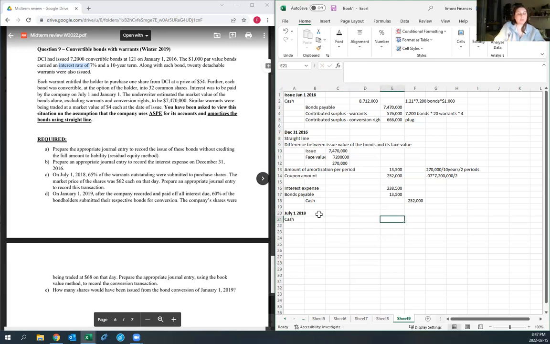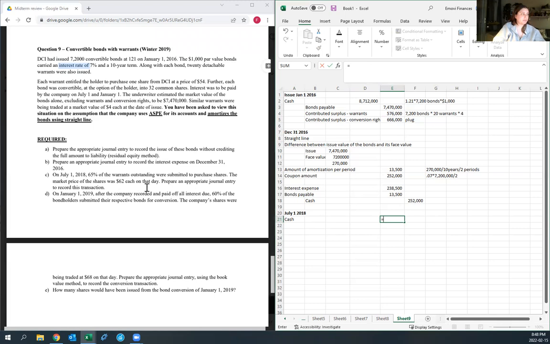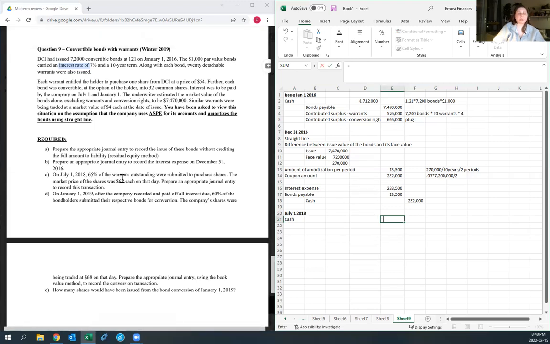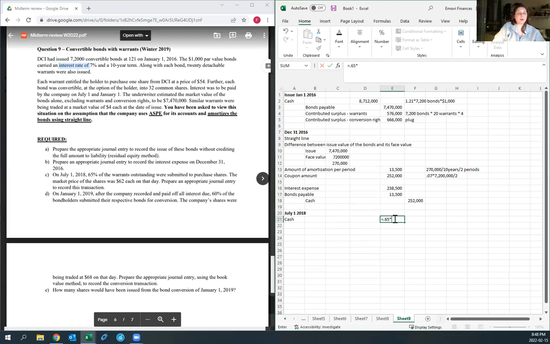So the amount of cash that they're receiving is, you want to find how many warrants were issued first, and then you multiply that amount of warrants by the purchase price on the warrants, which is $54. To find the amount of warrants, we know that 65% of the warrants were redeemed, so I'm going to put down 65%. The number of warrants is 20 warrants per bond, so I'm going to do 7,200 bonds times 20. That gives me the total number of warrants redeemed, and then times the purchase price of $54 on the warrants.